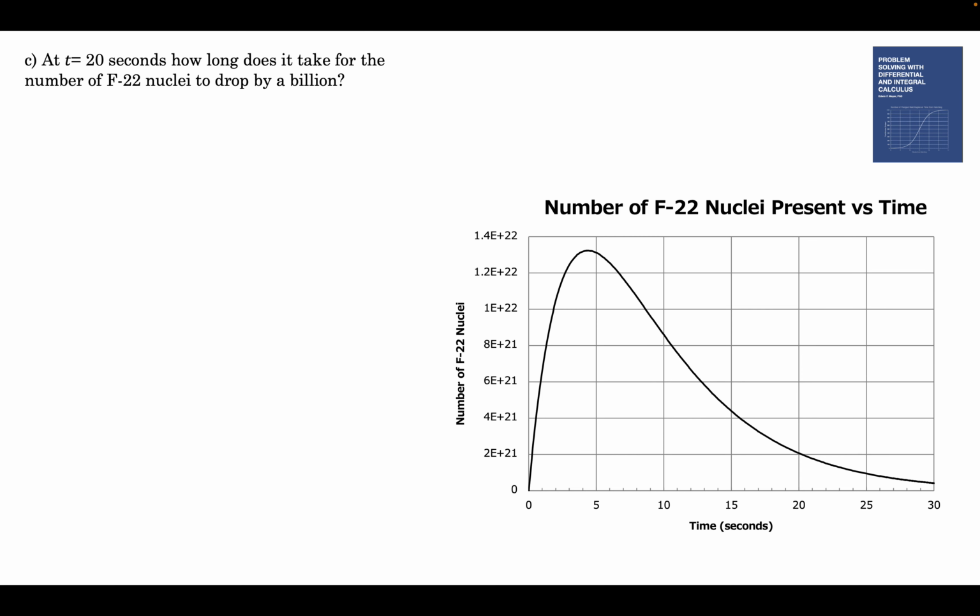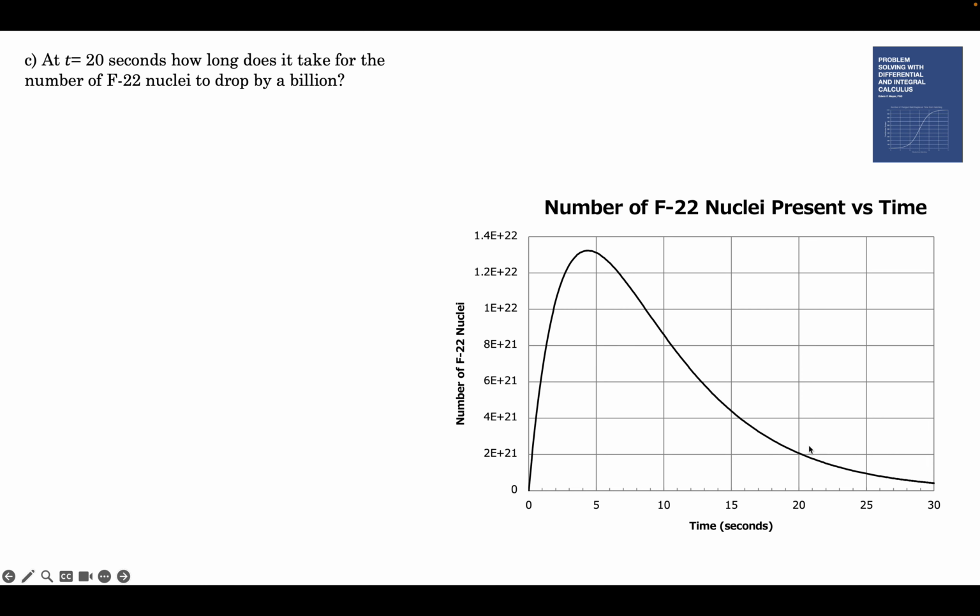How long does it take the number of F22 nuclei to drop by 1 billion? Now we should make things a little bit clear here. Fluorine 22 is going away all the time. It's decaying away all the time. Here, when it's going up, the production rate from oxygen 22 is higher. It's still being produced by oxygen 22 out here, but the decay rate of the fluorine 22 dominates that, and the population of F22 goes down.